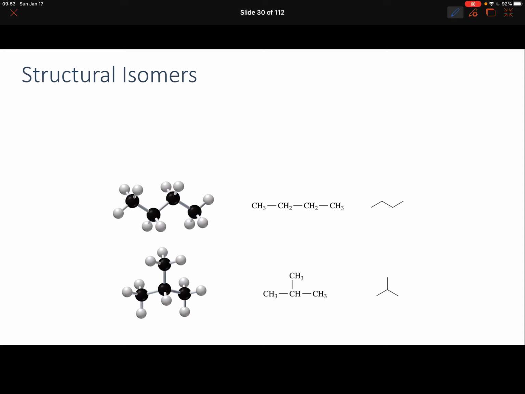Okay, so structural isomers are what they're called. Structural isomers have the same molecular formula. In this case, C4H10. But they have different ways in which their atoms are connected. So butane, C4H10, can have this straight chain or branched chain configurations.